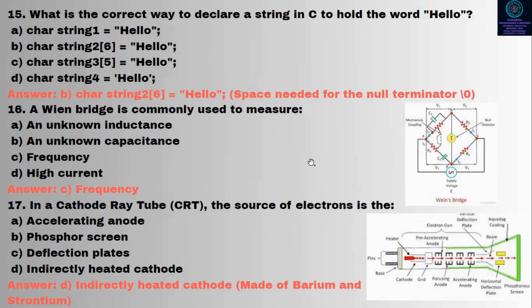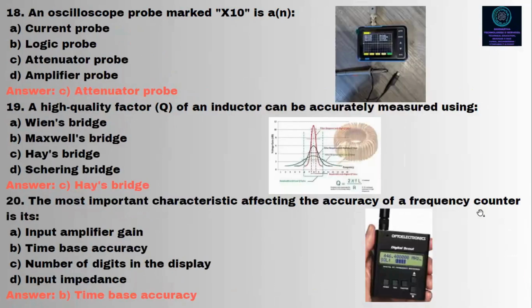Question number 17: in a cathode ray tube, CRT, the source of electrons is what? It is an indirectly heated cathode made of barium and strontium. So the CRT source is indirectly heated, made of barium and strontium. Okay, let's go to the next question.